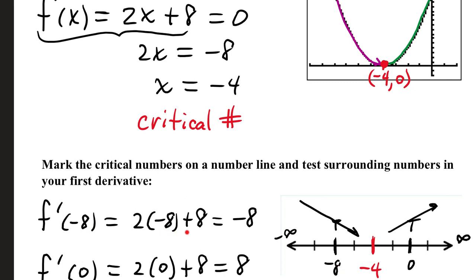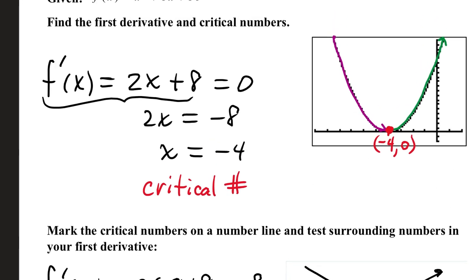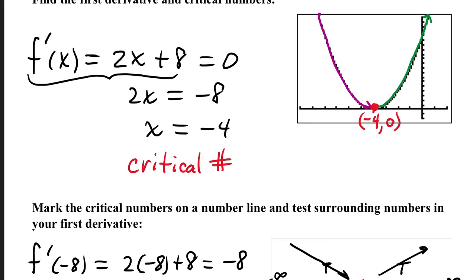-8 plugged into our first derivative gave us a negative answer. So we decrease before we get to the first critical number, well, the only critical number. And then we tested 0 for the interval to the right of the critical number. We got a positive answer, so our graph increases. We decrease to the critical number, and then we increase afterwards. That coincides with our graph. Decreasing, critical number, increasing. Same thing down here.